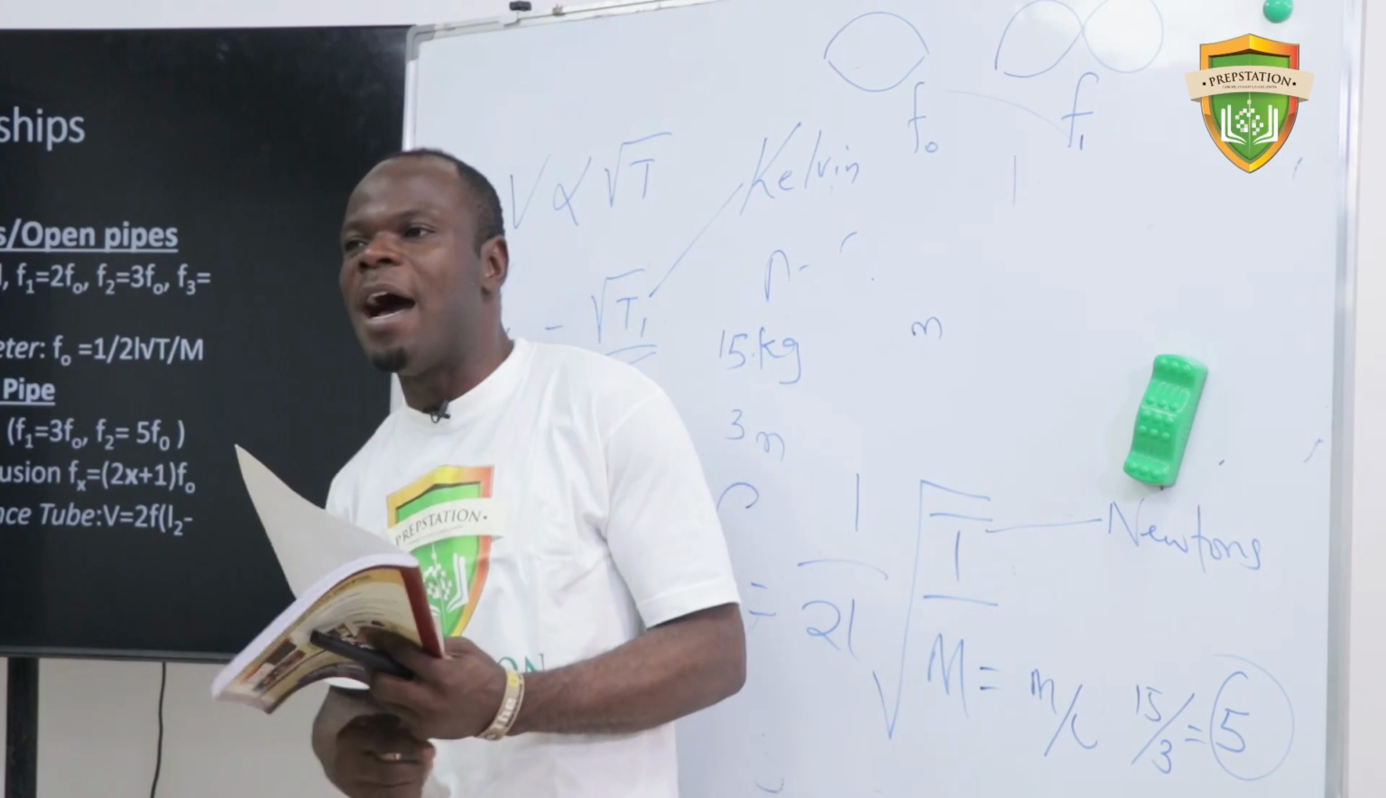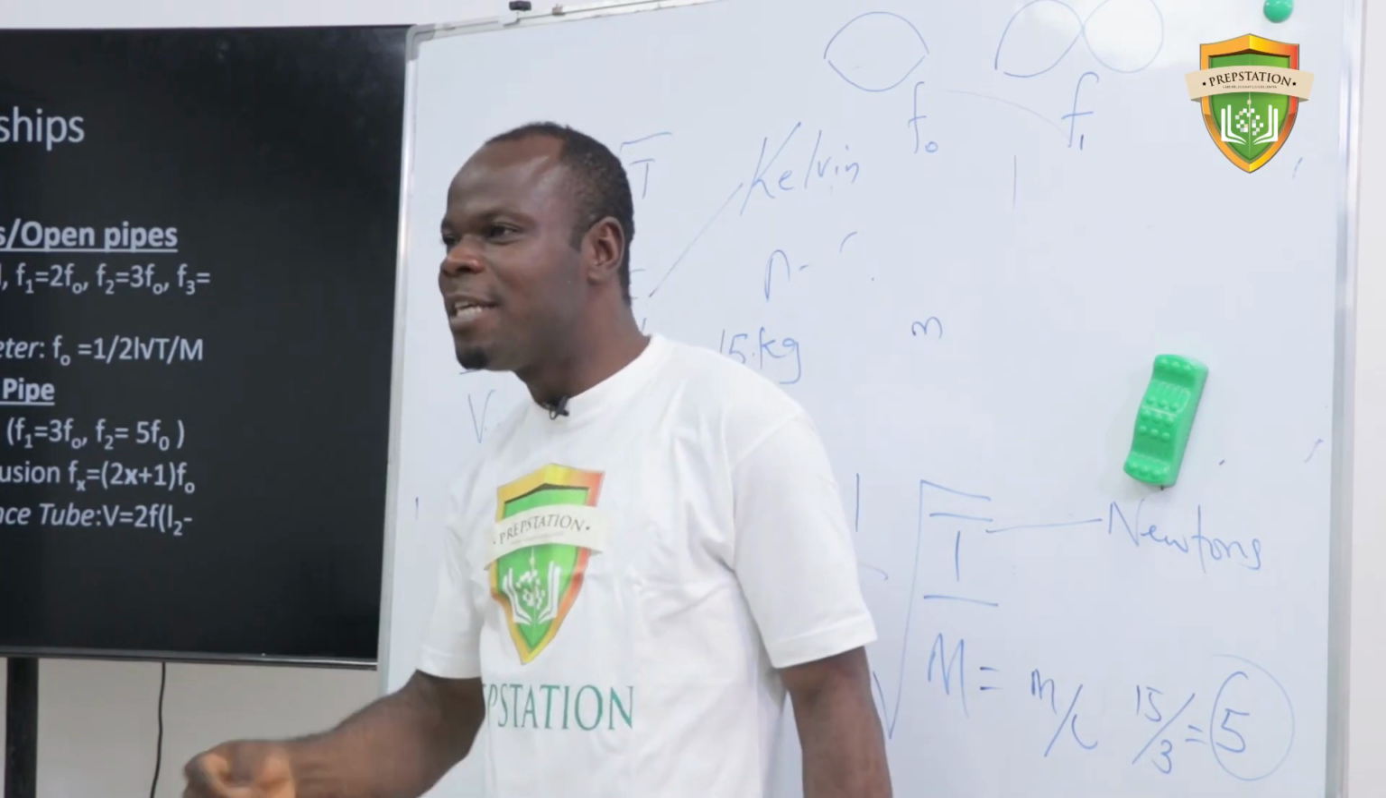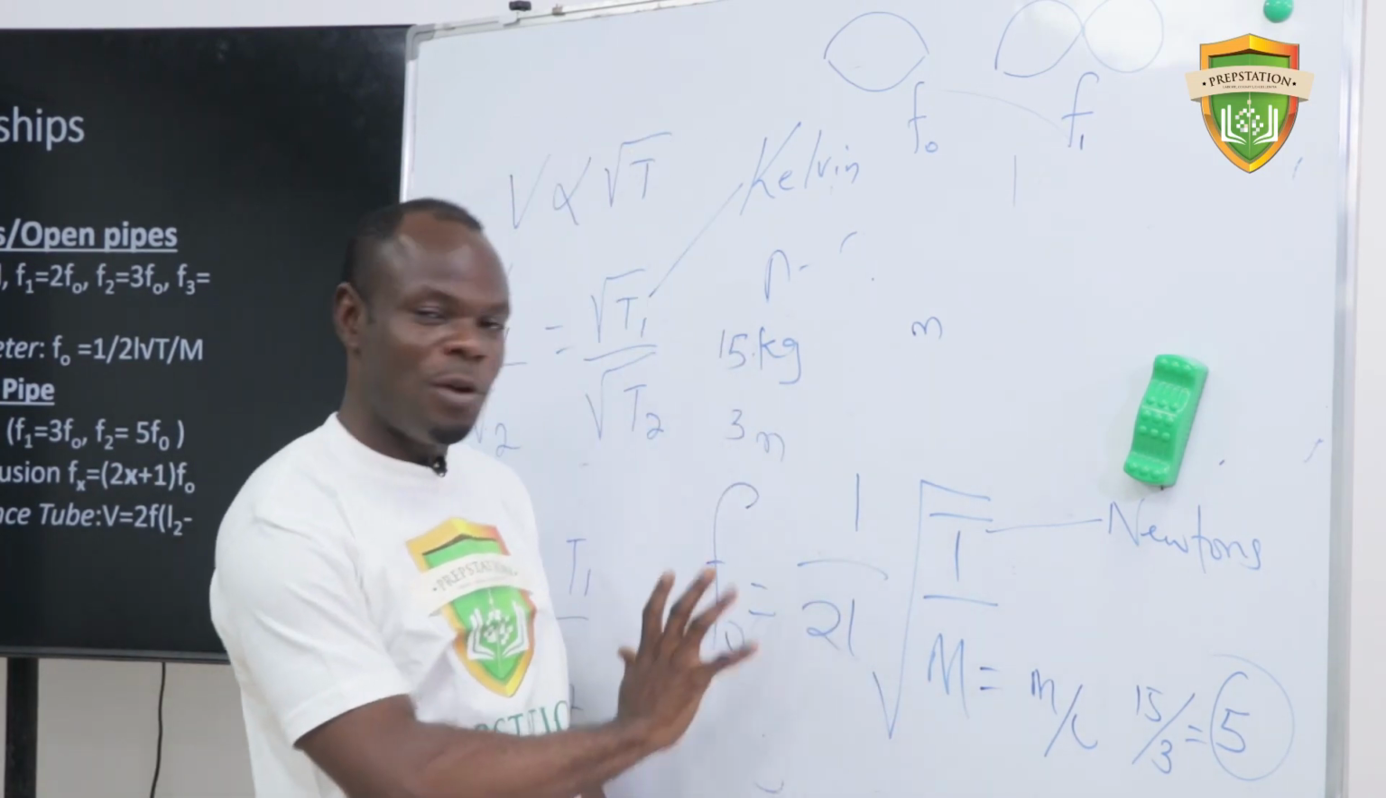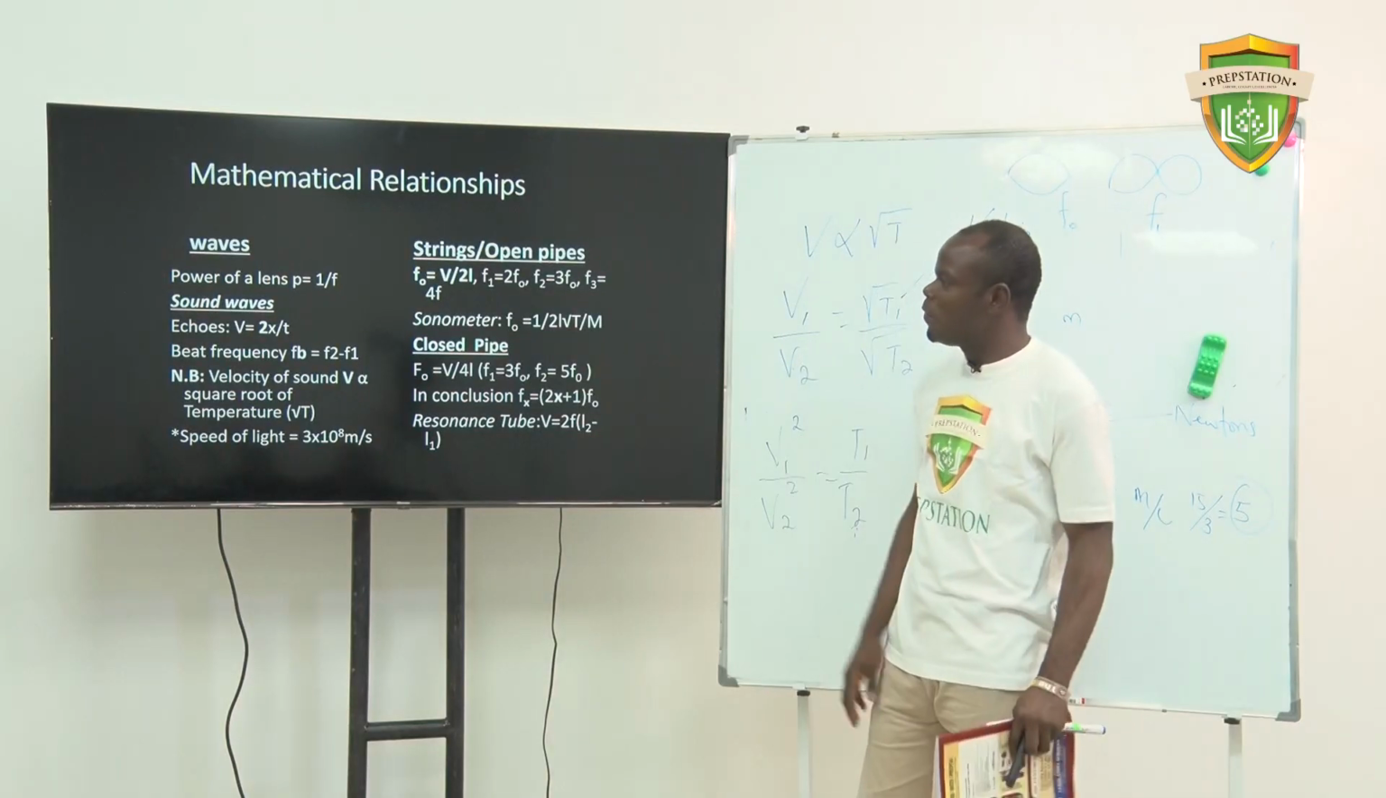So if I need F5, I'll simply do what? 6 multiplied by F0, and my F0 is already known from here. So let's move to closed pipe.